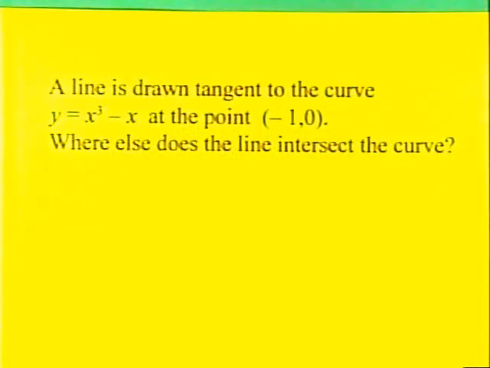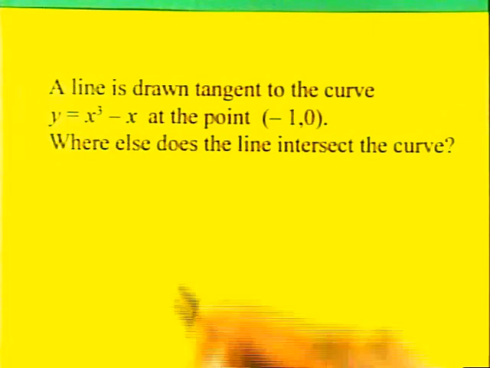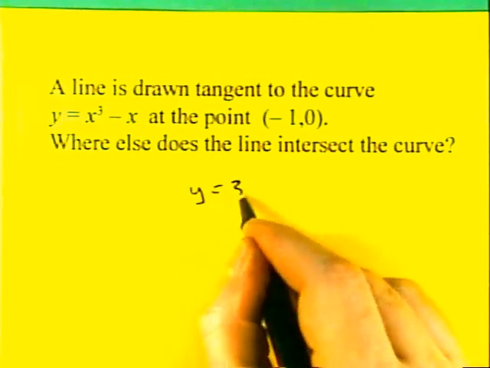A line is drawn tangent to the curve y equals x minus x cubed at the point -1, 0. Where else does the line intersect the curve? Oh, I can do that. First thing we're going to do is take the derivative, which is 3x minus 1. We're going to find it at -1. So we take 3 times -1, -3, minus 1.